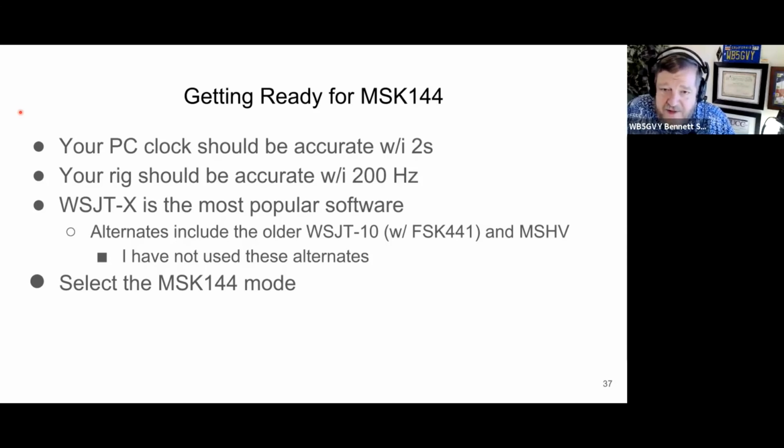Previously mentioned, WSJT-X is the most popular software. There are other alternatives. I mentioned you can use the older WSJT-10 software, which is still available and has FSK441. And there's also a program called MSHV, which I have not used, but is also another popular software for meteor scatter.